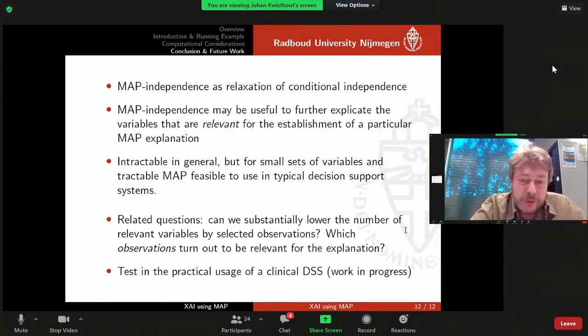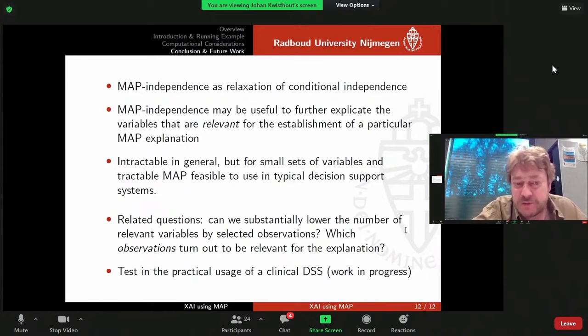We thought about a number of related questions, and they are related to Celia's work, as you can see. For example, if the number of relevant variables turns out to be very high, it might be very difficult to justify a particular decision, because if everything is relevant, then it's difficult to wrap your head around that. So a question could be, if I have selected observations in this network, and I run another test, for example, will this significantly lower the number of relevant variables and make it easier for the system to explain and justify a particular explanation? That would be a future related question.